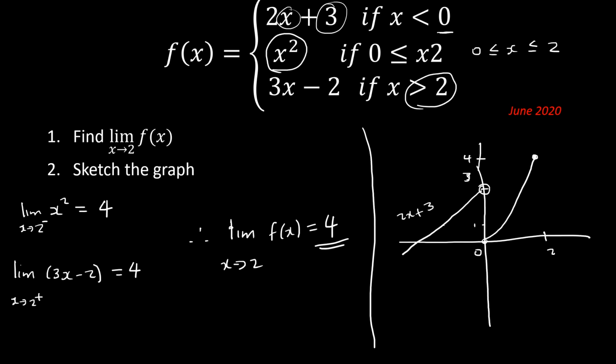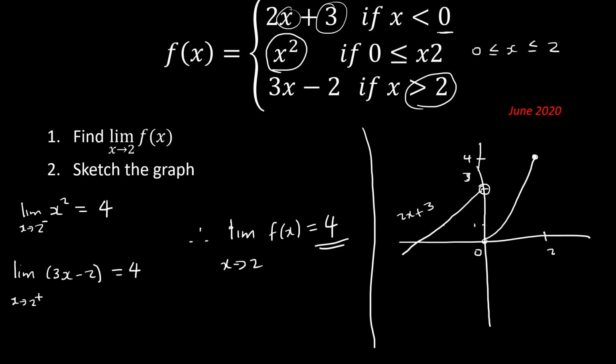So we know the limit of 3x minus 2 is also 4. Which means it will start at 4 and go greater than 2. Or you can substitute: 2 times 3 is 6, minus 2 is 4. Then this one will start at 4 going to anything greater than 2. So we need another point to see the direction.